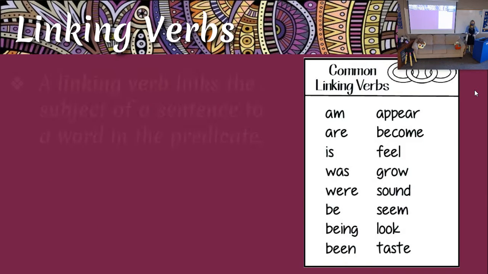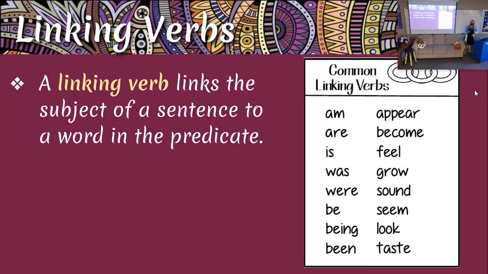Linking verbs are next. Okay, now what a linking verb does is it links a subject to something being said about it in the predicate, and the predicate is just like the second half of the sentence, right? That's why they're called linking, because it links the subject to something being said about the subject. So there would be an example. I am cool. Okay, so it's linking the subject I to something being said about I in the second half of the sentence, which is cool.